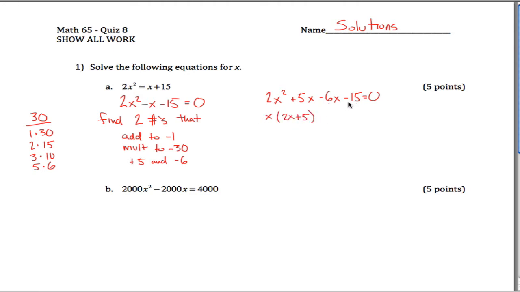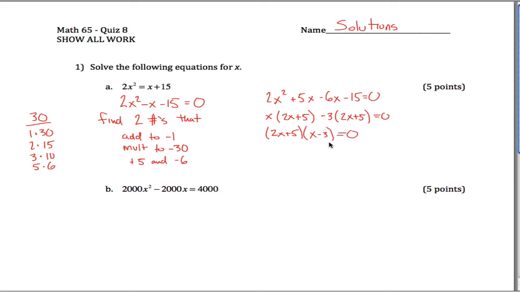The greatest common factor between the next two terms, you want to pull out something so that you're left with 2x plus 5. I think that something is a negative 3. And now you're left with two terms, they both have a 2x plus 5 in them. So if you factor that out, you get a 2x plus 5 and an x minus 3.